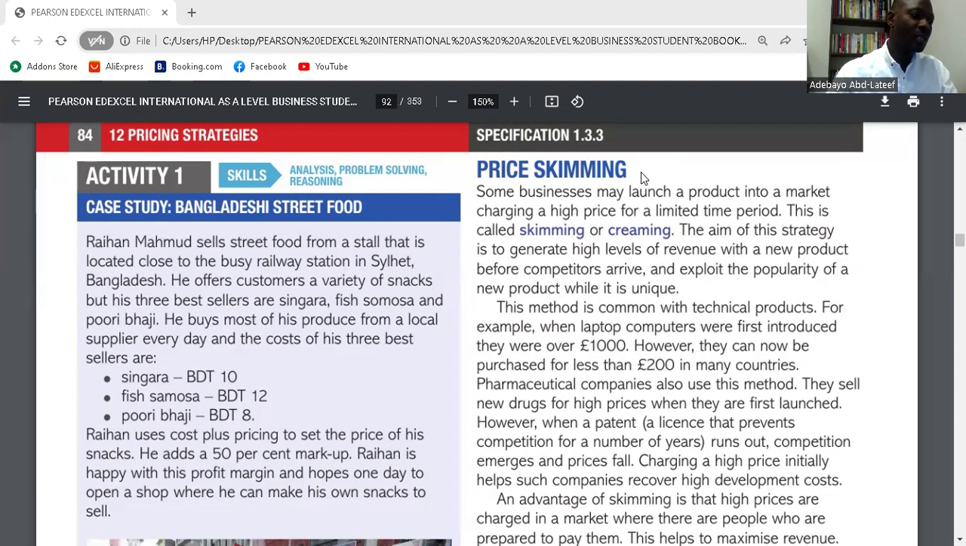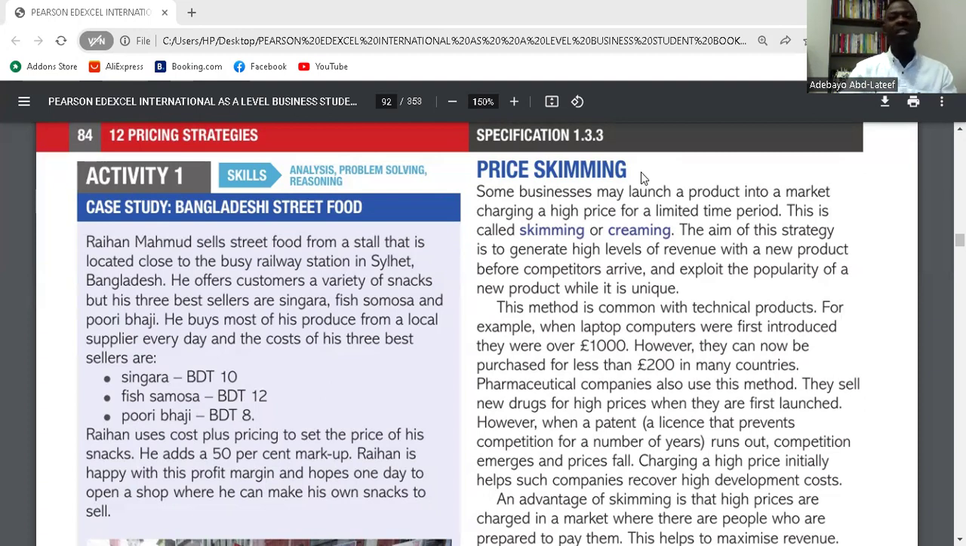Do you get it or not? Yes. Price skimming comes before that. Price skimming is always for a short period of time, because customers will start looking for alternatives as time goes on. In the short run, they might not find an alternative, but in the long run, they will seek one.